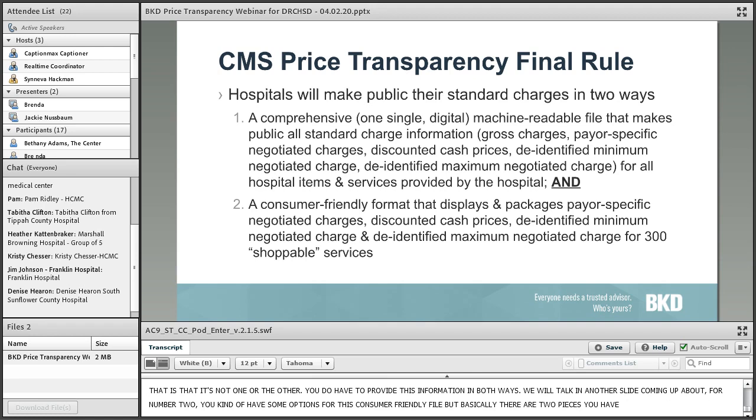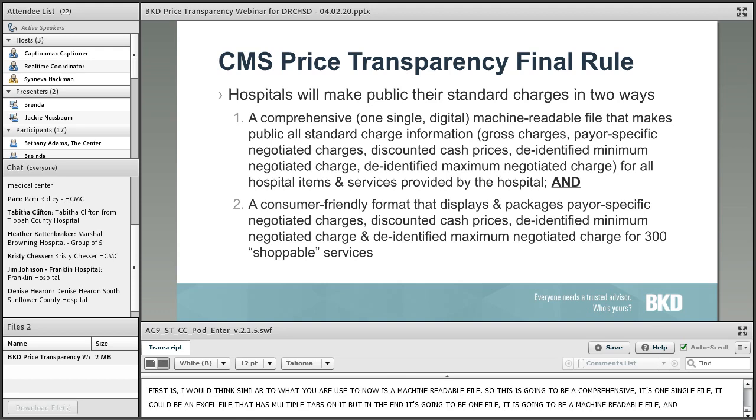We will talk in another slide coming up about, for number 2, you kind of have some options or another option for this consumer-friendly file, but basically there are going to be 2 pieces you have to work through. So the first is, I would say, similar to what you're used to now, this machine-readable file.